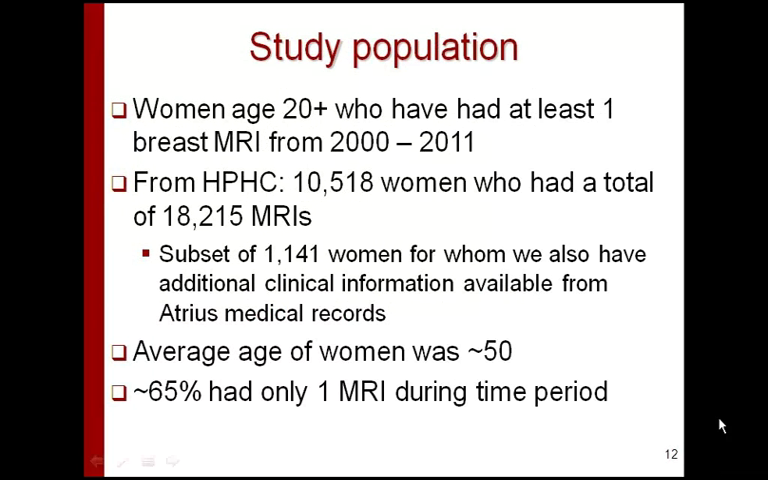Okay, so here's my study population that I ended up with. It's women 20 and older from 2000 to 2011. And from Harvard Pilgrim, we had 10,000 women who had at least one breast MRI during that period. And altogether, they had about 18,000 MRIs between themselves. So we have a subset of about 1,000 women who are in both data sets. We have claims and electronic medical records, and that's what we're going to use to build our prediction model.